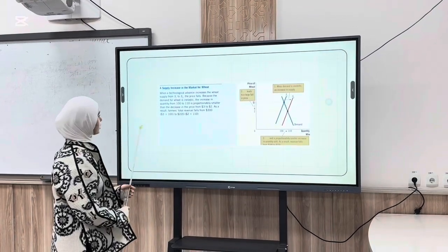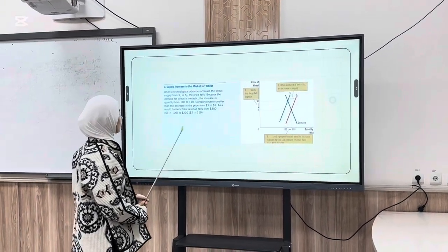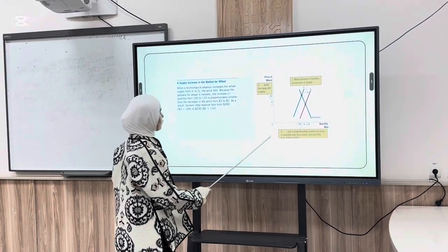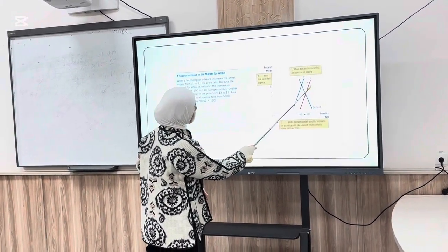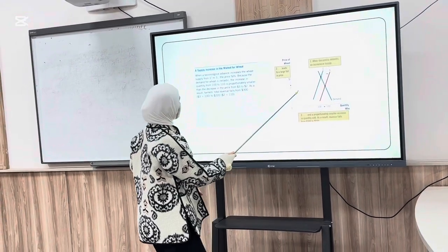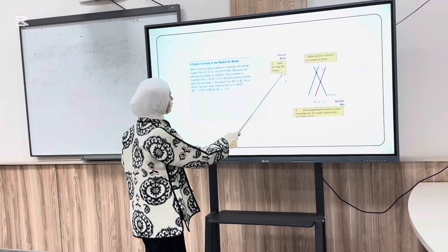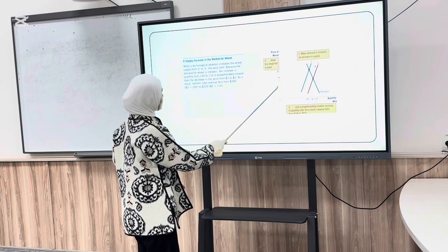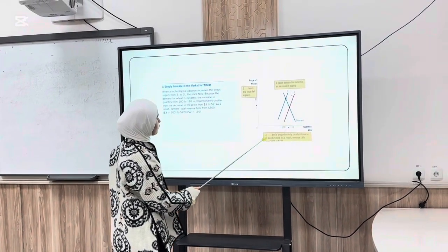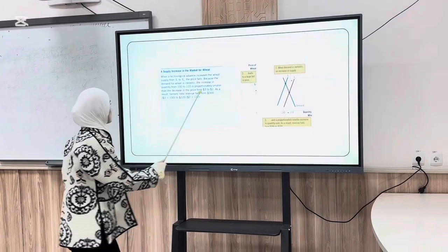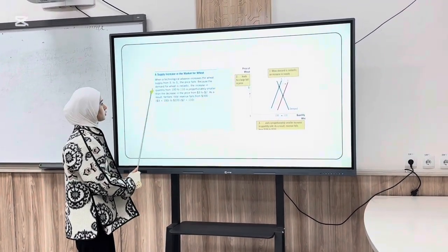So if we look at the graph, when a technological advance increases the wheat supply from S1, the first one, to S2, the price falls from $3 to $2, and as a result, farmers' total revenue falls from $300 to $220.